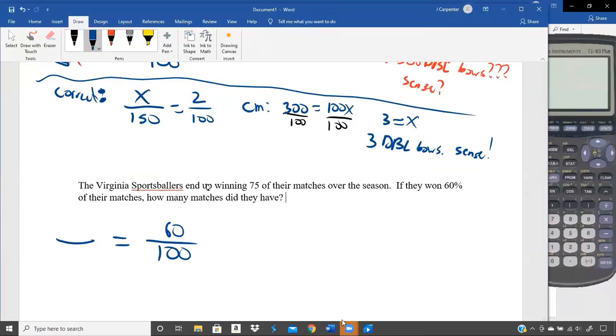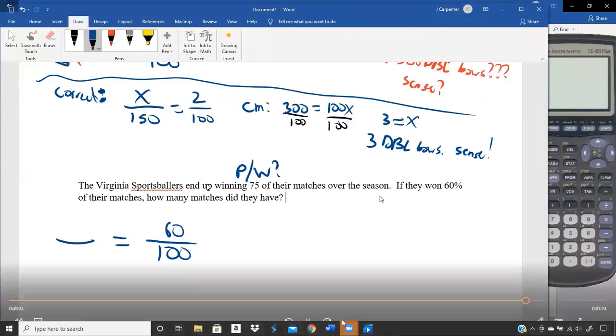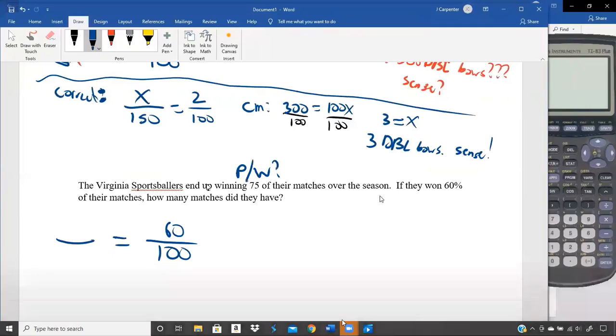So the question you're asking is the 75 the part or is it the whole? Well, they won 75 matches. Does that say that they played 75 matches total? Well, no. If they only won 60% of them, they had to have played more than 75 matches. So that can't be the part. I'm sorry, I said that wrong because I was trying to scratch out the whole when I'm looking at that. It can't be the whole, it has to be the part because they are going to have played more games if they won 75, but they only won less than 100% of them. So the 75 should be the part, making it go in the top.